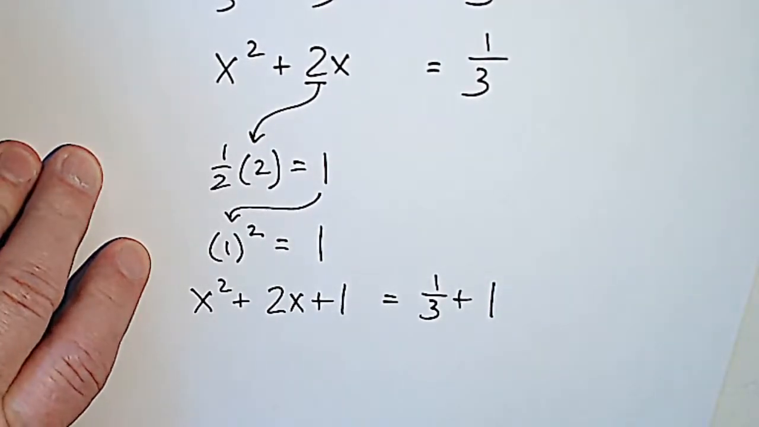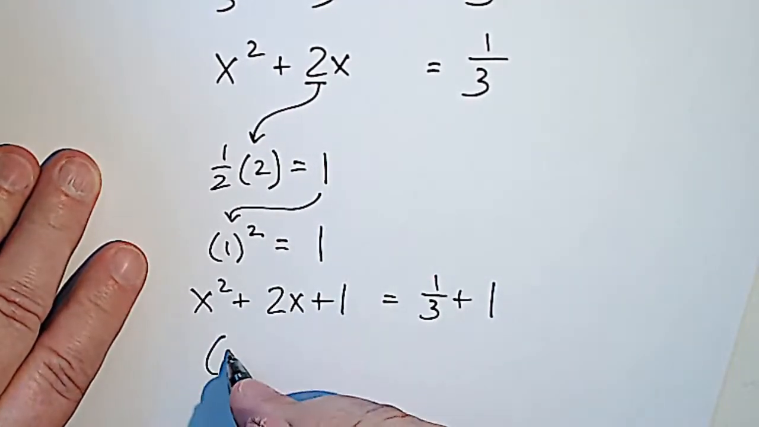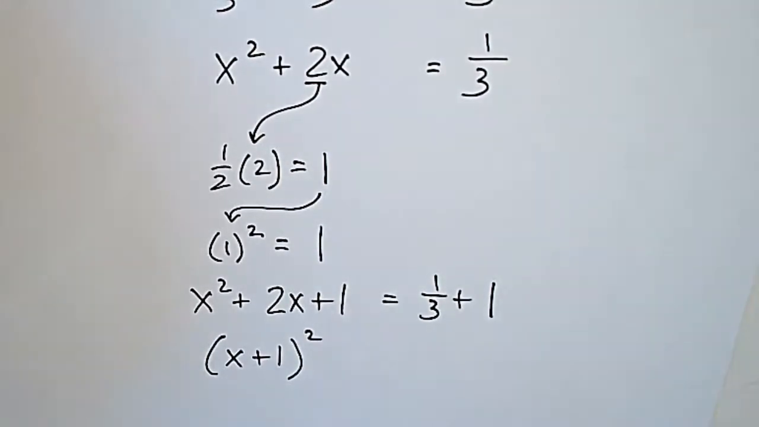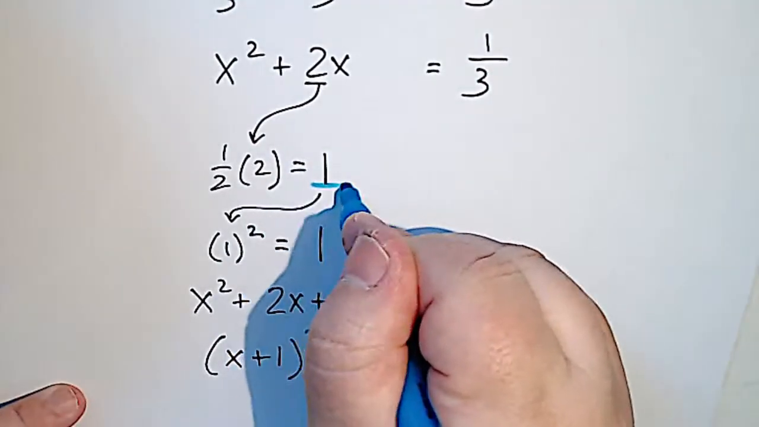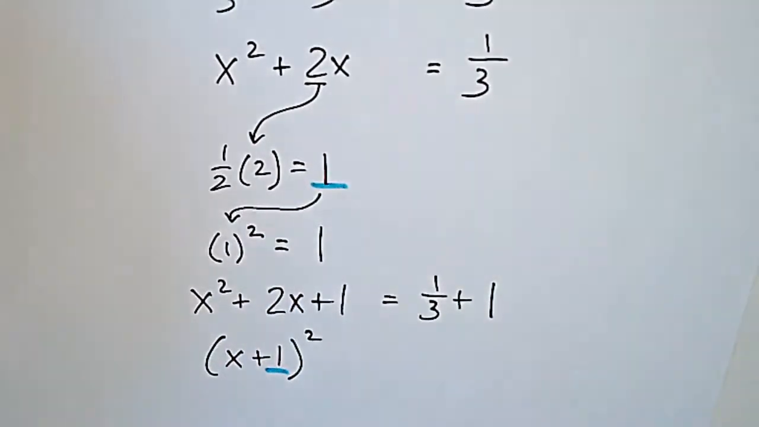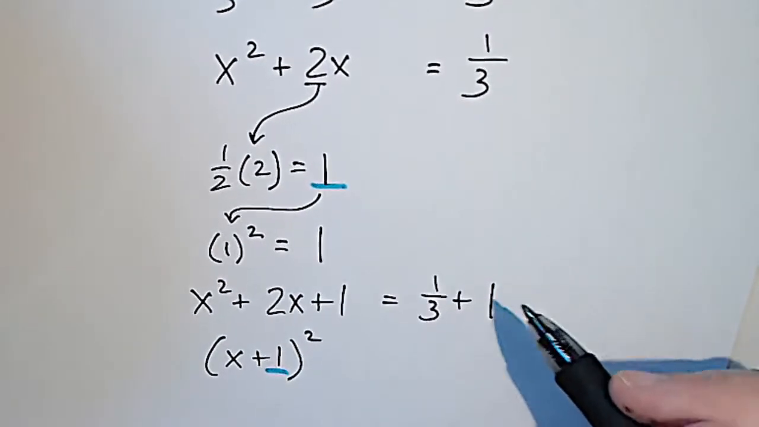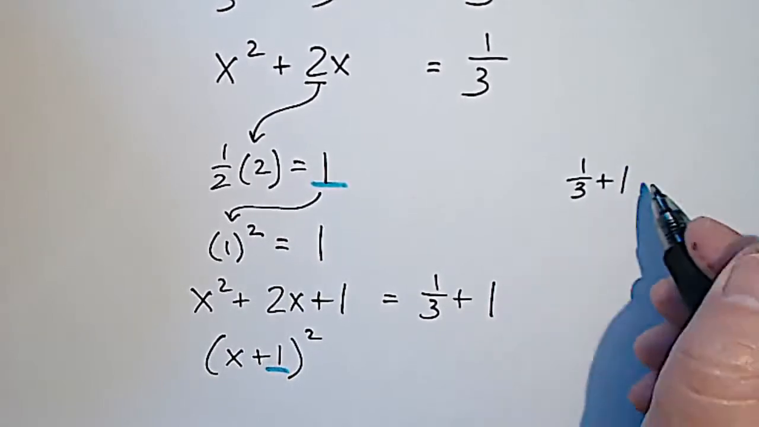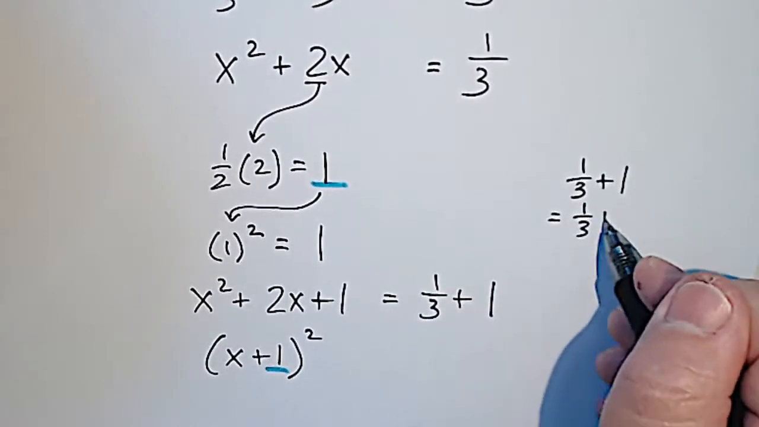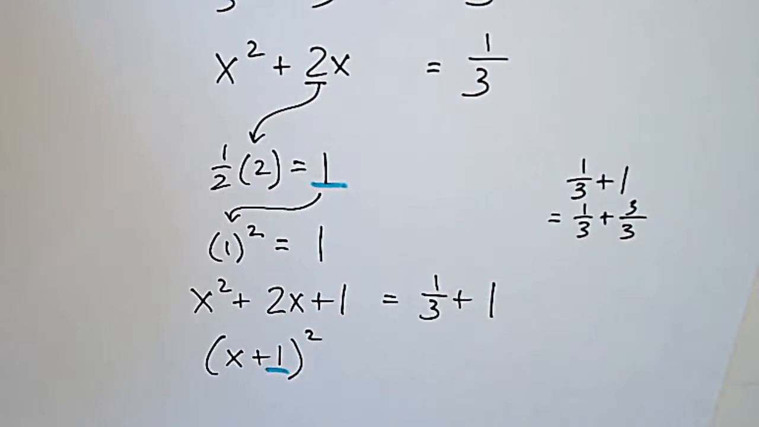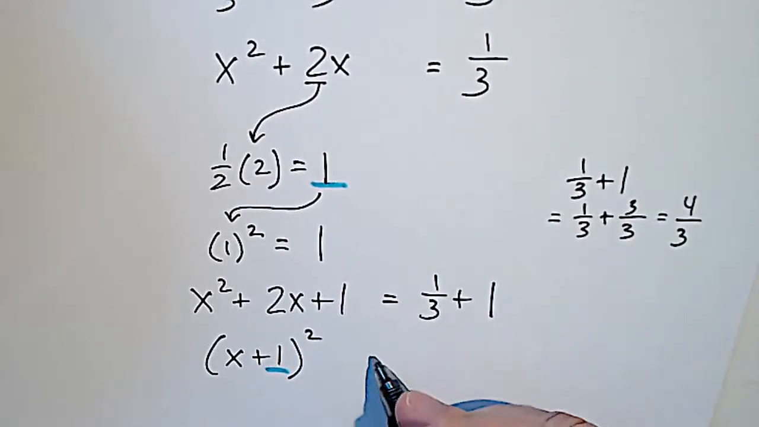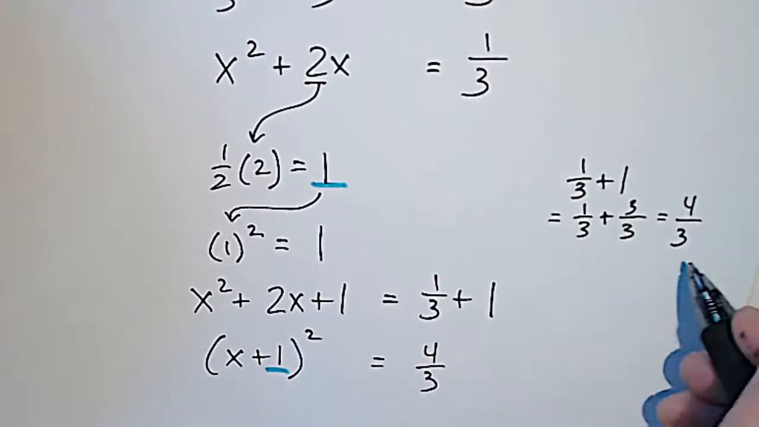On the left-hand side, everybody is happy. This is x plus 1, the quantity squared. I can use my blue pen to point out that this matches that. Life is good. Over on the right-hand side, I really need to come up with the sum. So 1/3 plus 1 is equal to 1/3 plus 3/3, right? 1 is equal to 3/3. So that's equal to 4/3. So over on the right-hand side, I've got 4/3.